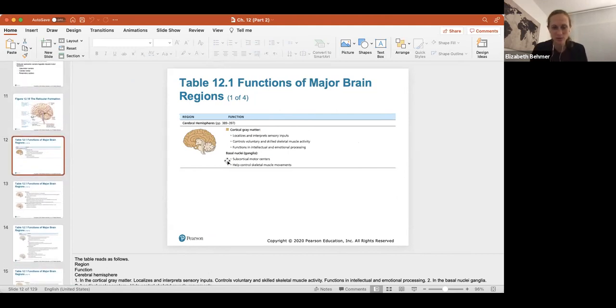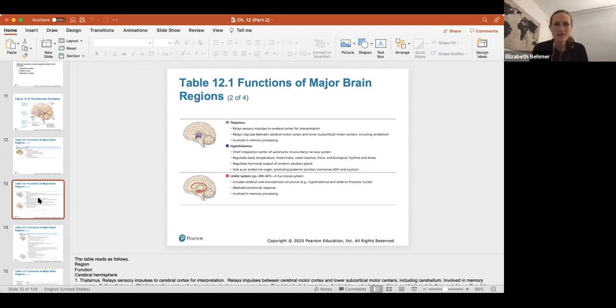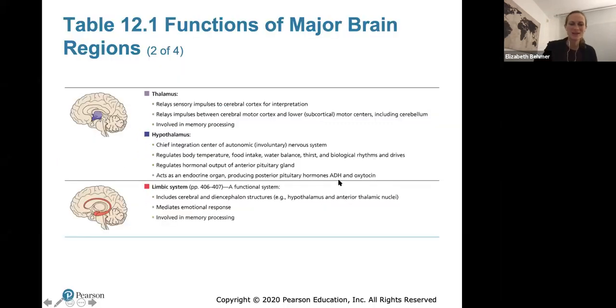Here we have the cerebral hemispheres, again, right and left. They control voluntary and skilled skeletal muscle activity. They're pretty much all of the brain that you know. Then, as we go into more detail on the major brain functions, we have the thalamus and the hypothalamus.